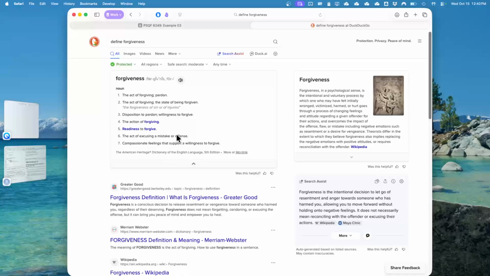Here we go. Wikipedia, thank you. Forgiveness in a psychological sense is the intentional and voluntary process by which one who may have felt initially wronged, victimized, harmed, or hurt goes through a process of changing feelings and attitude regarding a given offender for their actions and overcomes the impact of the offense, flaw, or mistake, including negative emotions such as resentment or a desire for vengeance.